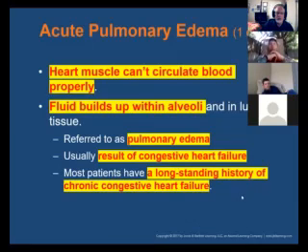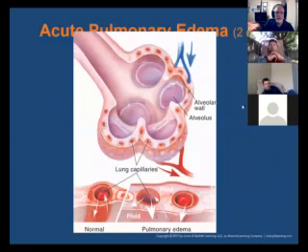So I usually draw this on the board. That's why I'm struggling so much with this slide, but hopefully you got the picture. There we go. This isn't how I draw it, but with pulmonary edema, that fluid interferes with gas exchange.